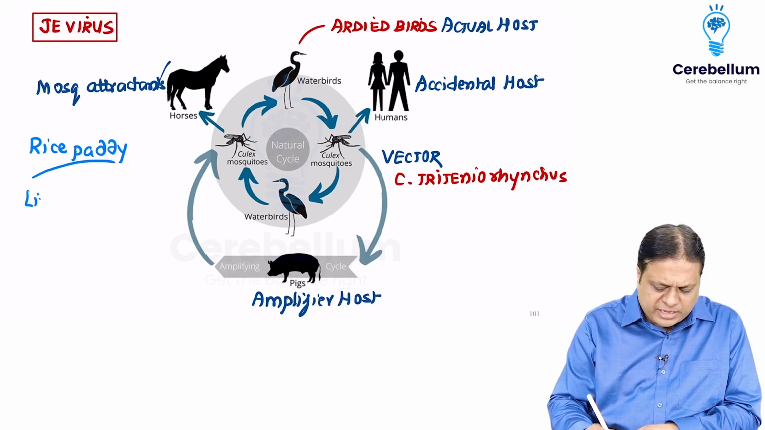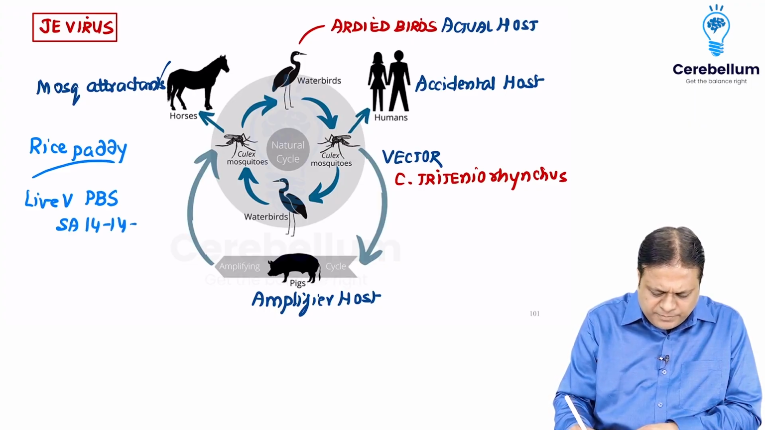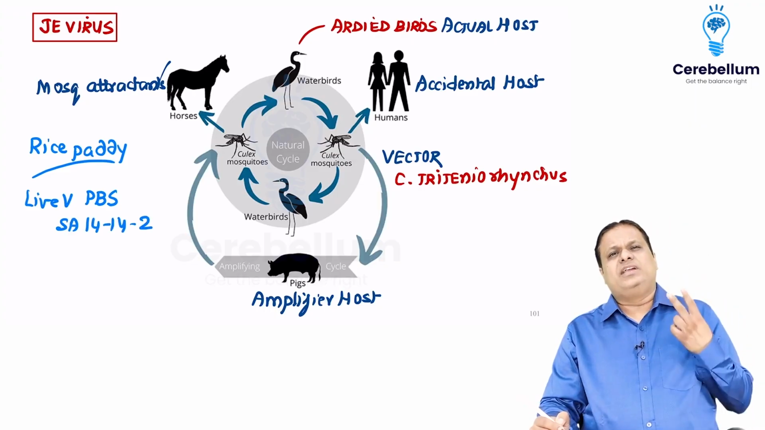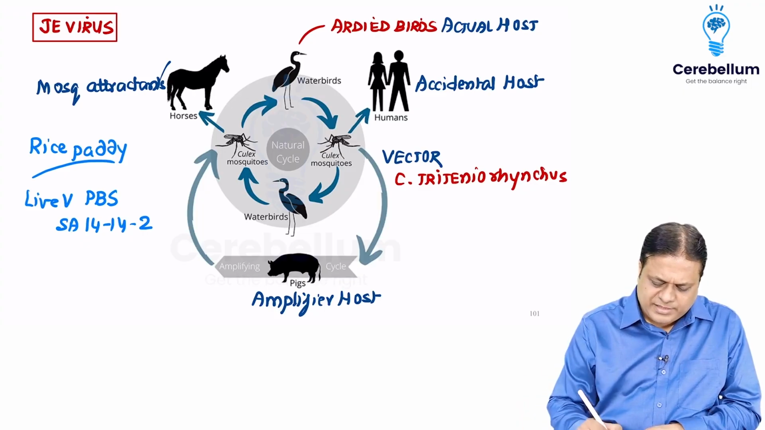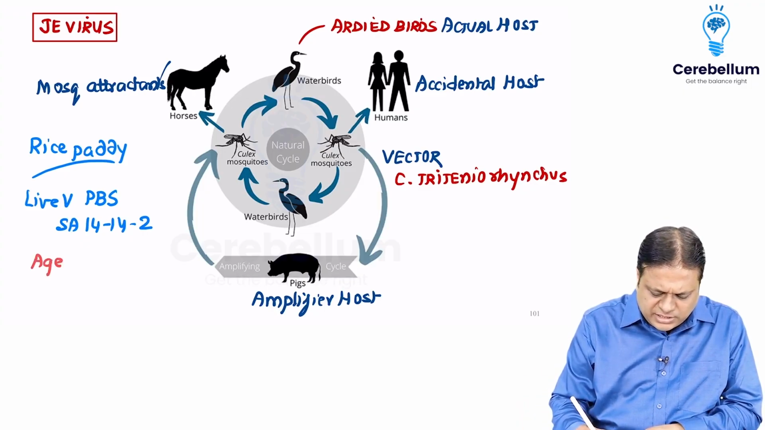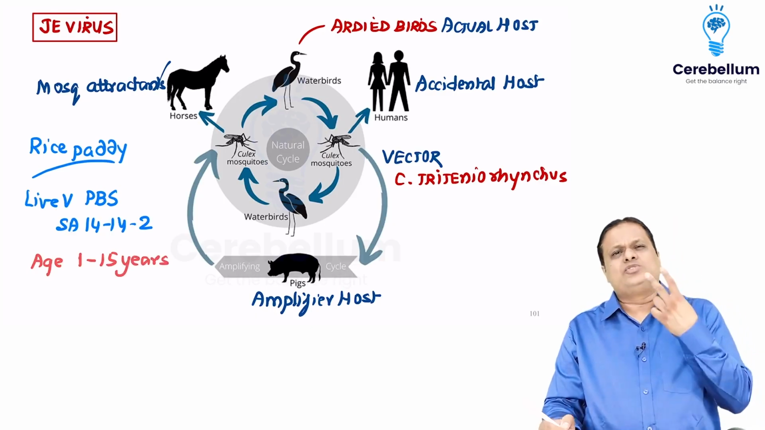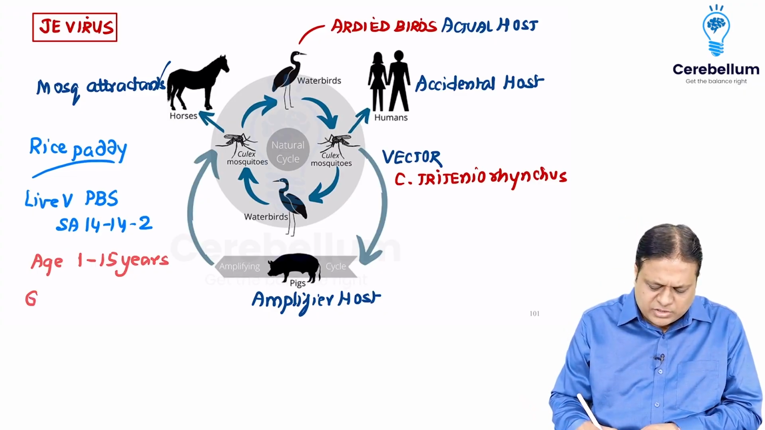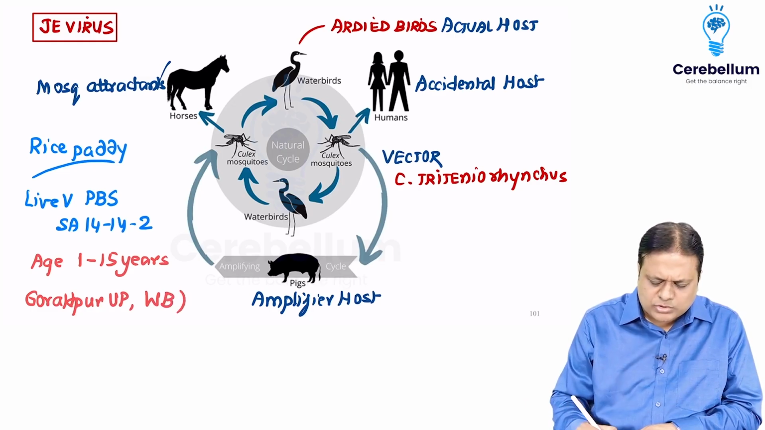So we have a live attenuated vaccine, lyophilized, phosphate buffer salined vaccine, where SA14-14-2 is the strain and it is given in 2 doses, 9 months, 16 to 24 months. This disease is most commonly seen in the age group 1 to 15 years and it has two major foci in the country. One is Gorakhpur in East UP and now West Bengal also.